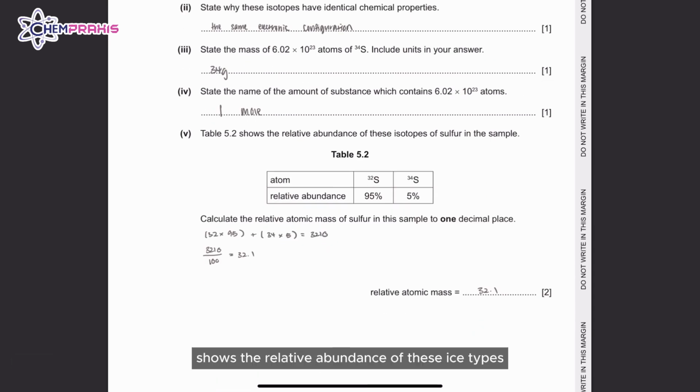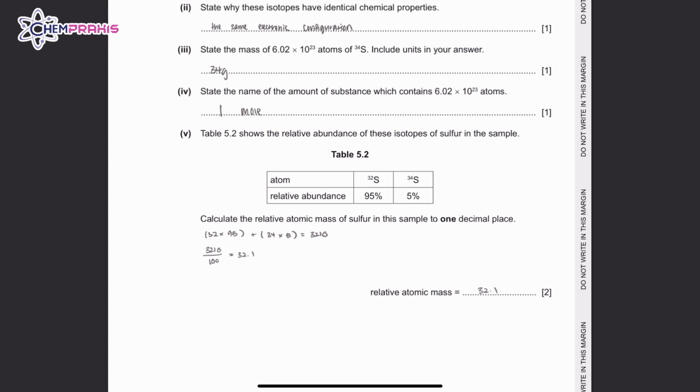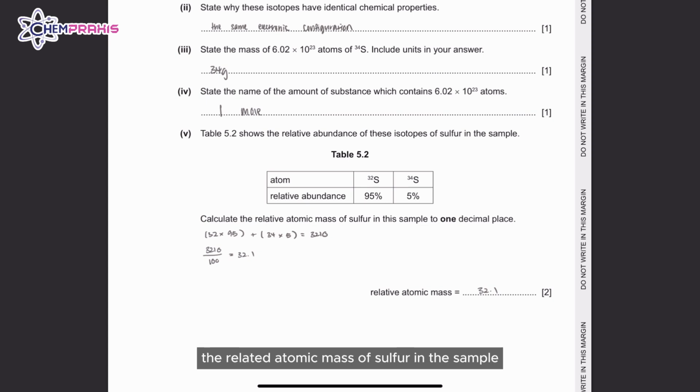Table 5.2 shows the relative abundance of these isotopes of sulfur in the sample. Calculate the relative atomic mass of sulfur in the sample to 1 decimal place. To do this, we'll have to use the isotope numbers and the relative abundance. So, 32 times 95 plus 34 times 5 would equal 3,210. 3,210 divided by 100 would give us 32.1. Hence, the relative atomic mass should be 32.1.